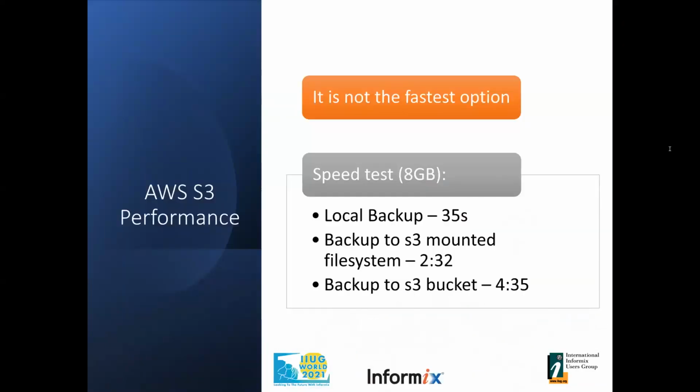A couple of things here that I found when testing this. It is not the fastest option to go straight to the cloud. I was trying this with an 8 gig instance, so it's a fairly small one, and I did a speed test. For local backup, writing to local disk, it took 35 seconds. On Linux, you can actually create an S3 mount, so you mount an S3 bucket as a file system. It just looks like any other mount point on the system. When I backed up to that, it took 2.5 minutes. When I backed up straight to the S3 bucket, it took 4.5 minutes.